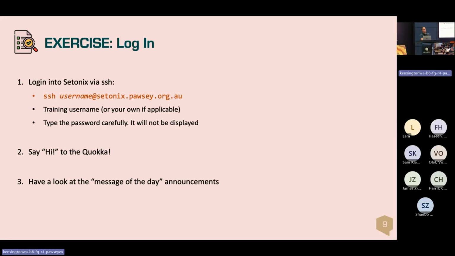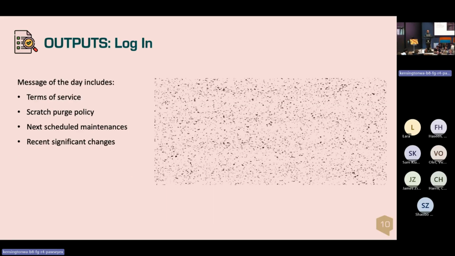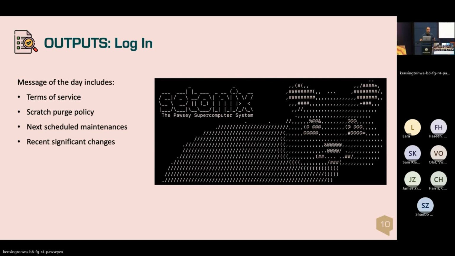Once you manage to connect correctly to Setonix, you will be placed automatically on one of the login nodes. The first thing you will see is what we call the message of the day, containing important information users need to be aware of, such as the terms of service, the scratch purge policy that we'll cover later, and information regarding maintenance and significant changes that happened recently.